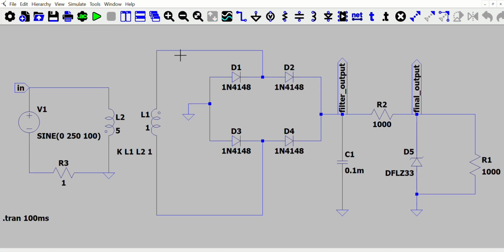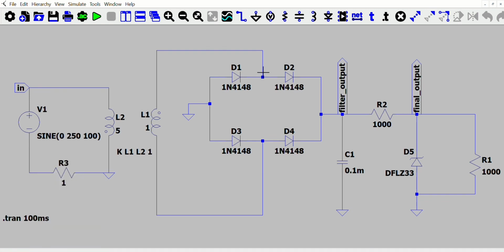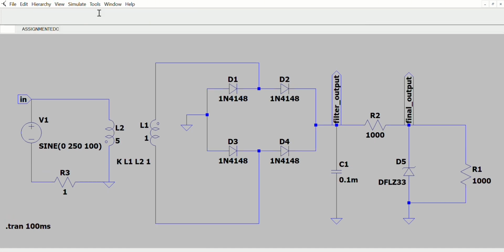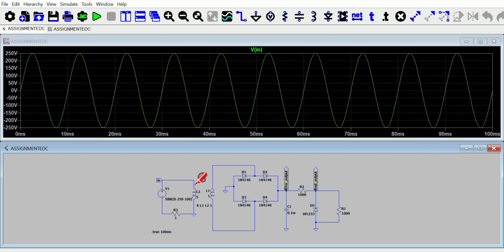So we use the formula Vp over Vs equals Lp over Ls and get the value of Vs, which is 111.8 volt. We have also calculated the time period by using the formula 1 over F and obtained a time period equal to 0.01 second. Now, I will continue to show the waveform for each part in the DC power supply, starting with the input voltage, which is the Vin, in AC voltage of 250 volt.